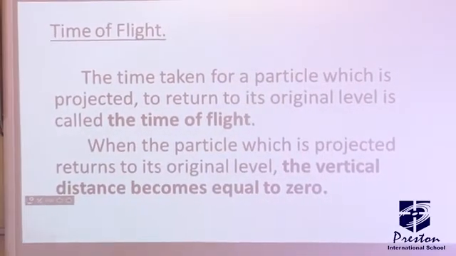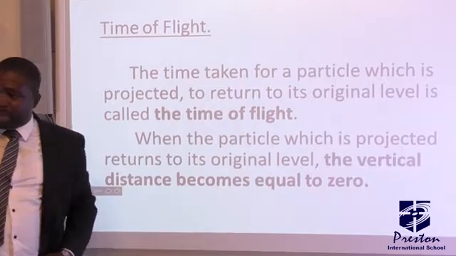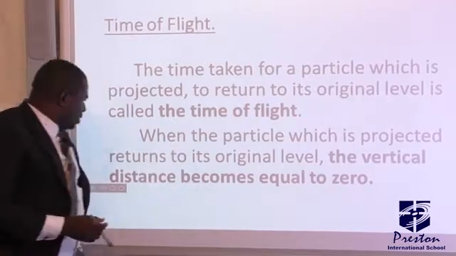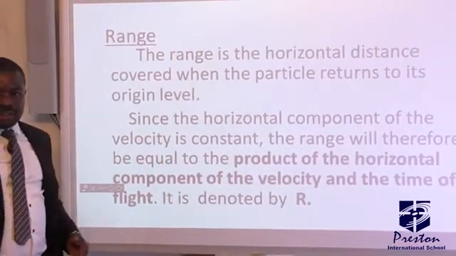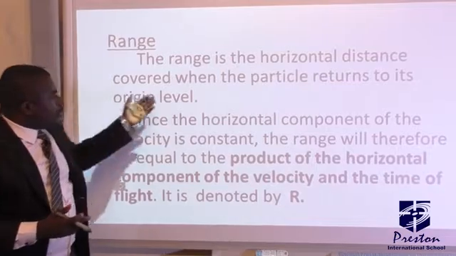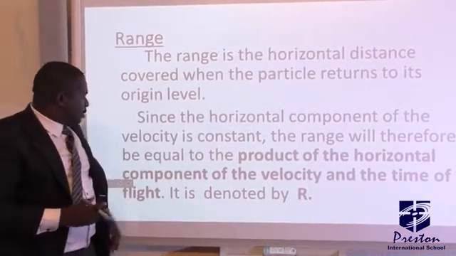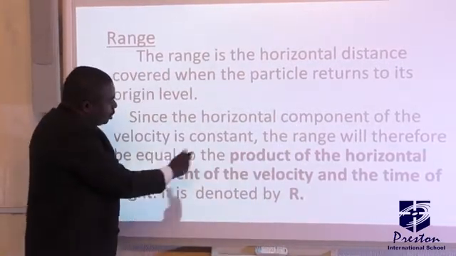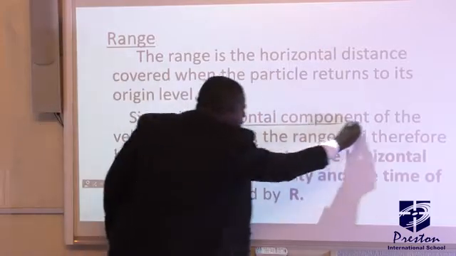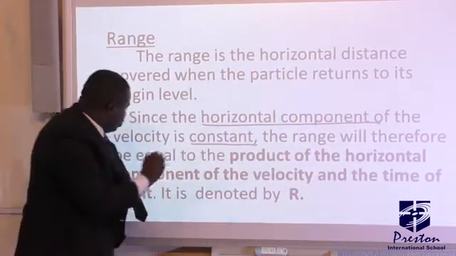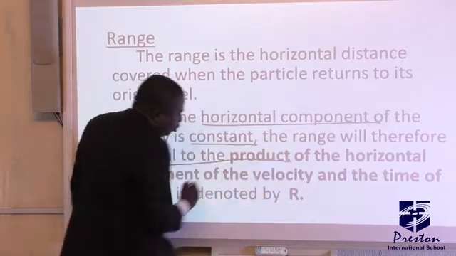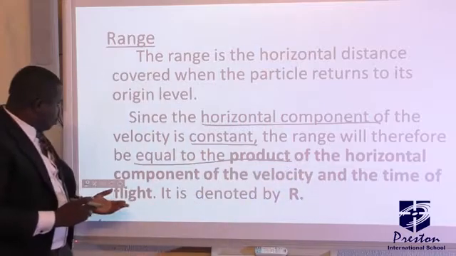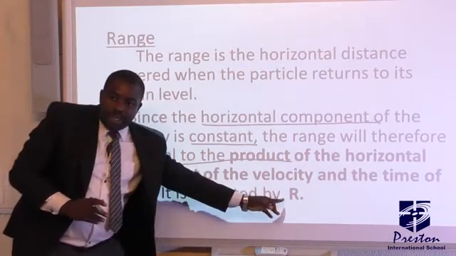Also, we look at the time of flight. That is the time taken for a particle to return to its original level. Again, we talk about the range. The range is the horizontal distance covered when the particle returns to the original level. So let's pay attention to this: since the horizontal component of the velocity is constant, the range will therefore be equal to the product of the horizontal component of the velocity and the time of flight. We denote range by R.